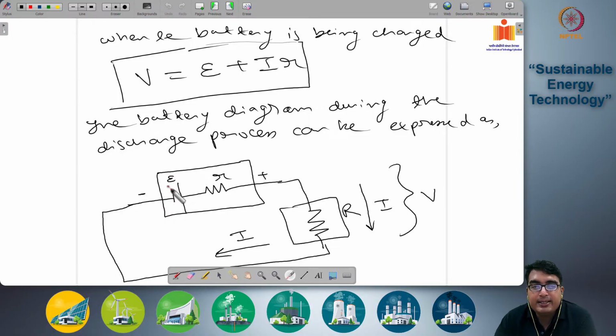The battery is given by this symbol, this epsilon, the potential difference, positive terminal, negative terminal, the two electrodes, and the internal resistance r, together is the battery. This is the negative end of the battery, this is the positive end. During the discharge cycle, current is flowing from the positive terminal to the negative terminal through an external load of resistance capital R, and the current flowing is I. The external voltage measured is the flow across this resistance by this current. So this is the voltage V. V is equal to I into capital R, correct?